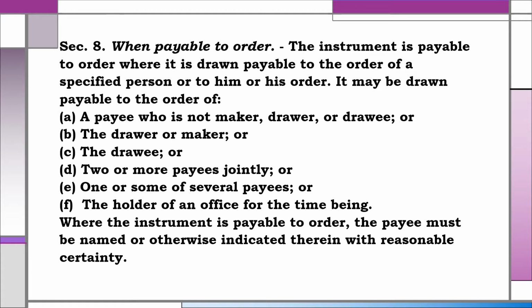A payee who is not maker, drawer, or drawee, or B. The drawer or maker, or C. The drawee, or D. Two or more payees jointly, or E. One or some of several payees, or F. The holder of an office for the time being. Where the instrument is payable to order, the payee must be named or otherwise indicated therein with reasonable certainty.